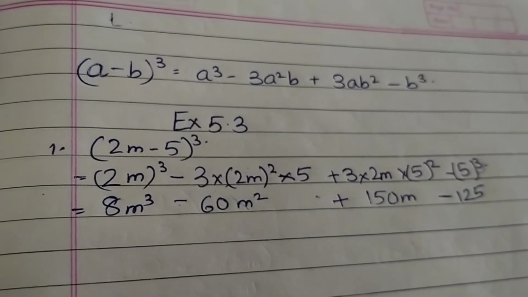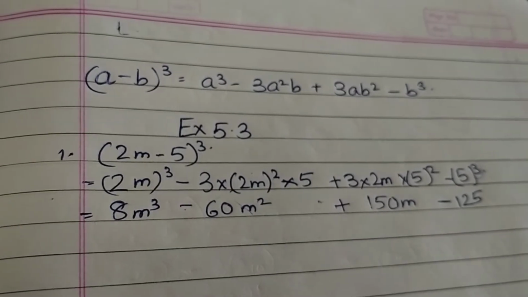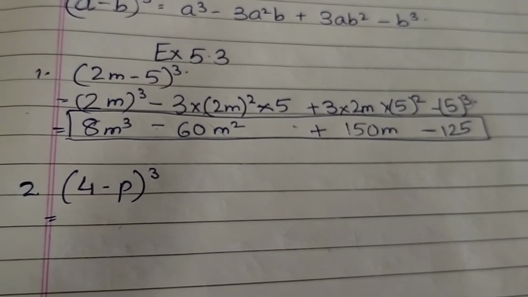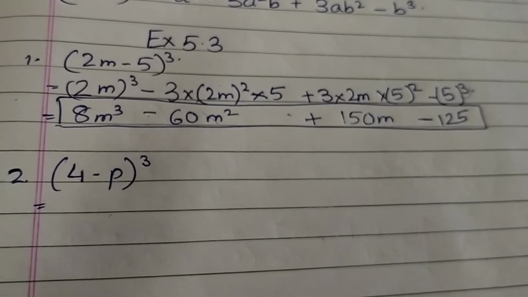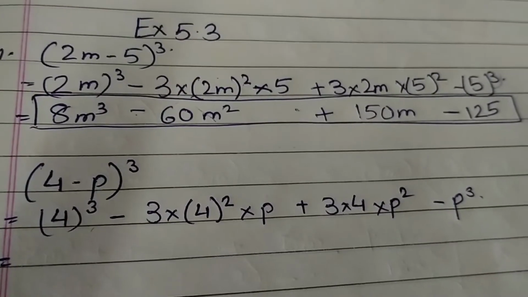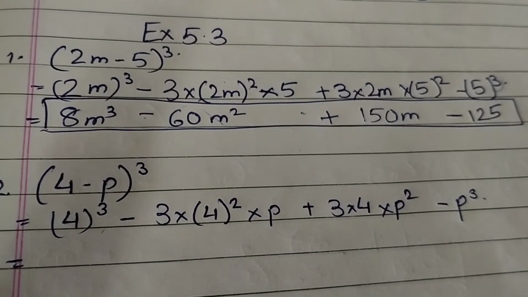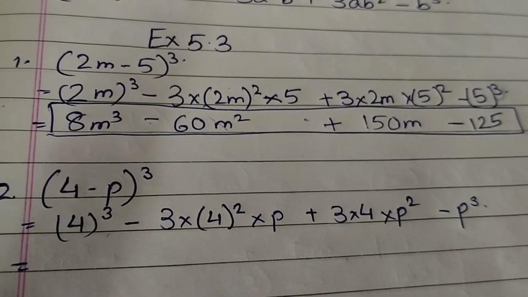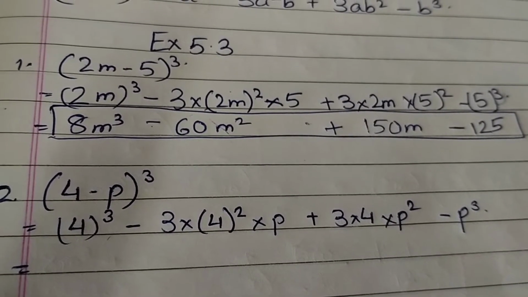Similarly, we will do the second sum. Our second sum is 4 minus p the whole cube. So we will put its values properly. Here we get the answer: 4 cube minus 3 into 4 square into p plus 3 into 4 into p square minus p cube.